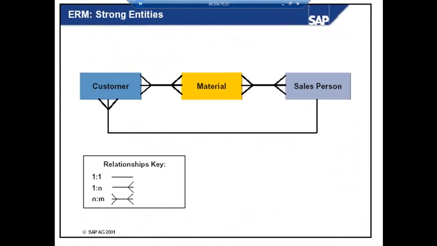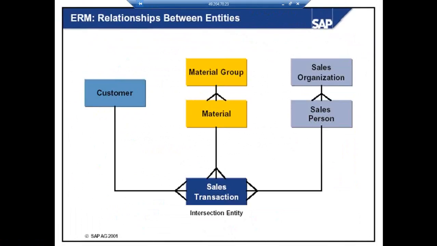And apart from this, there are so many other entities. Even material group is an entity. Material type is an entity. Sales organization is an entity. A lot of entities will be there, and apart from that, there will be one common entity for every business process called intersection entity or transaction entity, because in every business process there will be a transaction. Like for sales, you have sales order creation. Order is nothing but the transaction entity or intersection entity. So something like this: customer, material, group, sales organization, salesperson, and sales transaction, which we call the intersection entity.